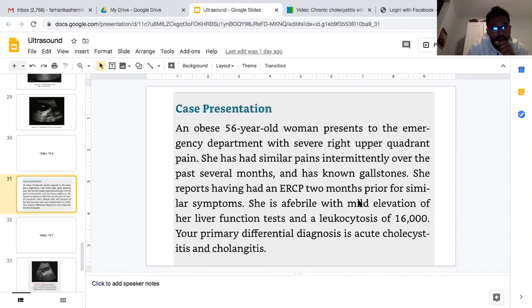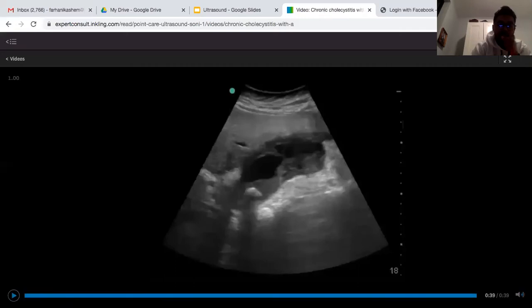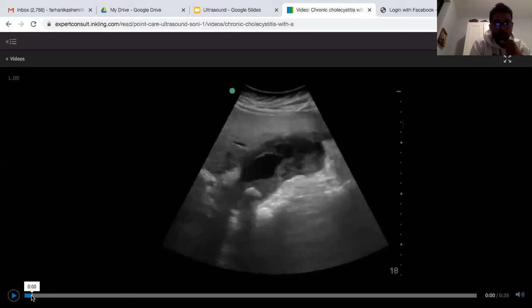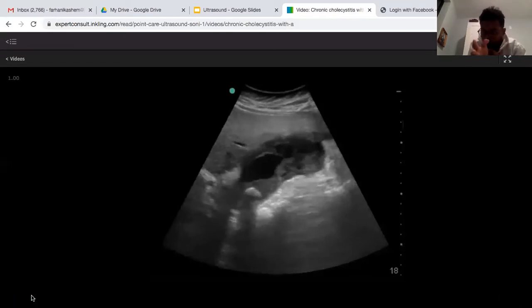And she's afebrile with mild elevation of her liver function test and a leukocytosis of 16,000. Your primary differential diagnosis: acute cholecystitis and cholangitis. And this is the ultrasound from her. So just first, Kenny, what view? Like I said before, with gallbladder, they usually just use those two, axial, or they use that longitudinal plane.